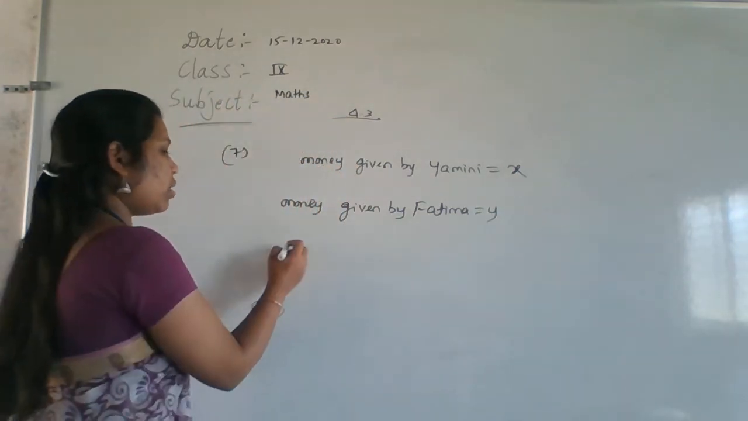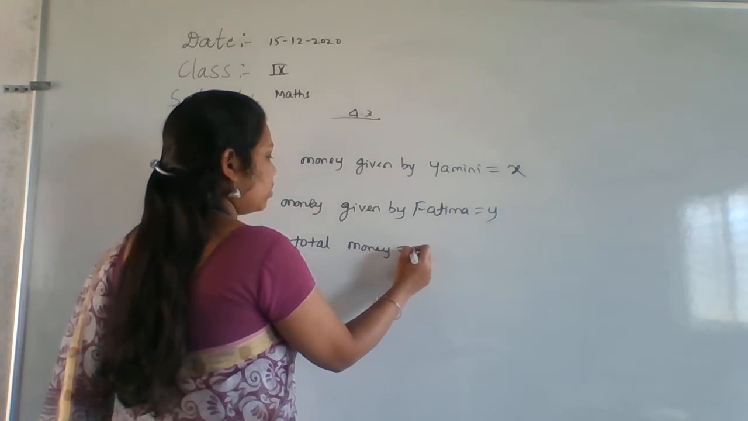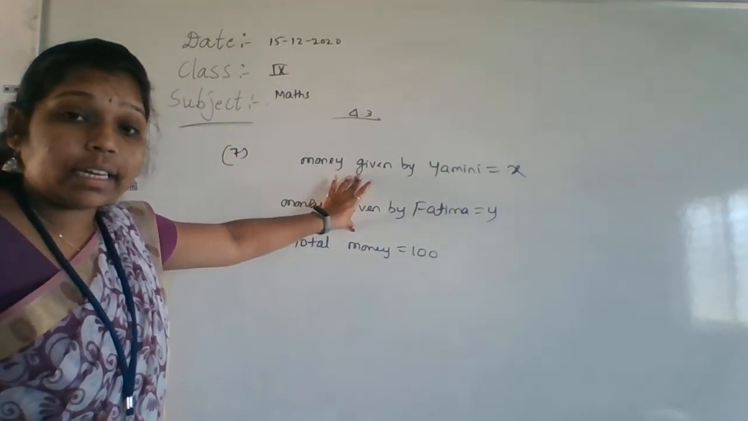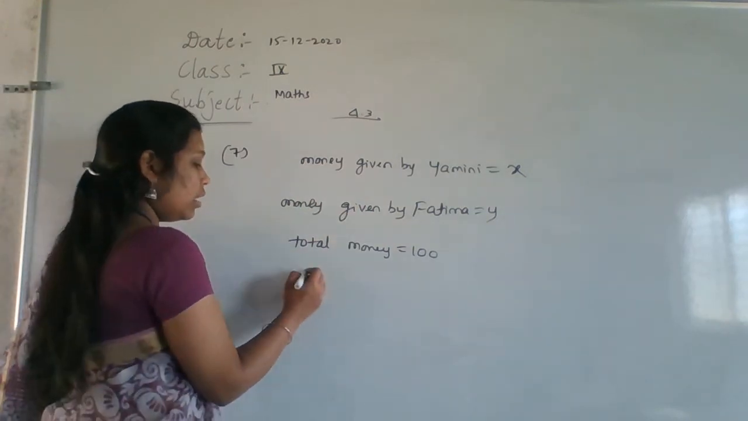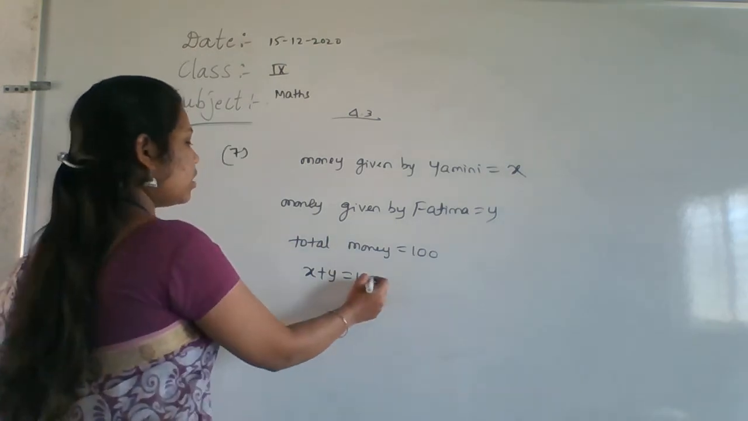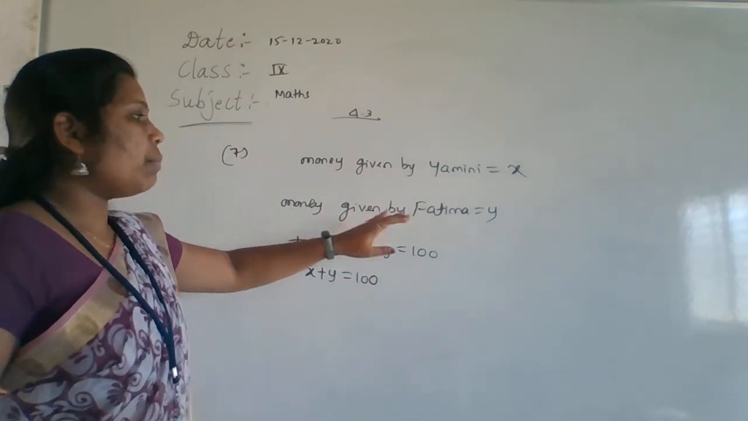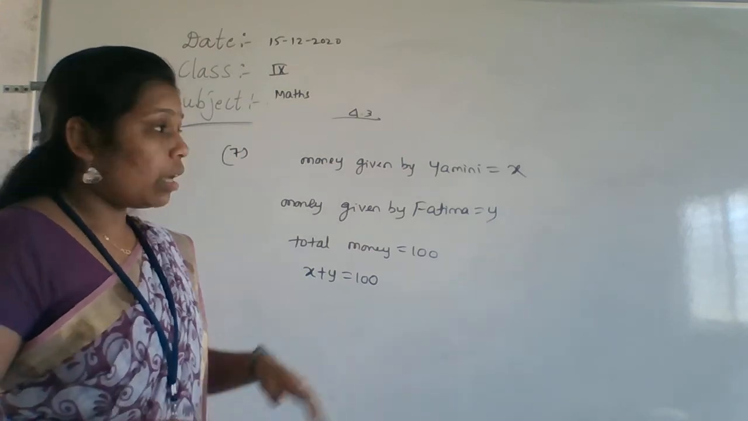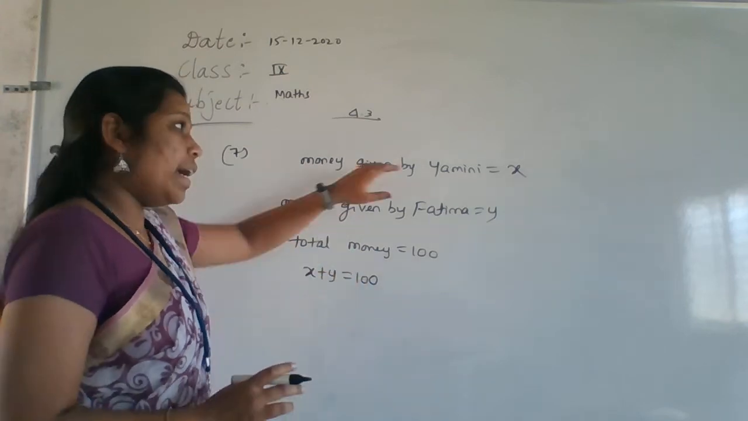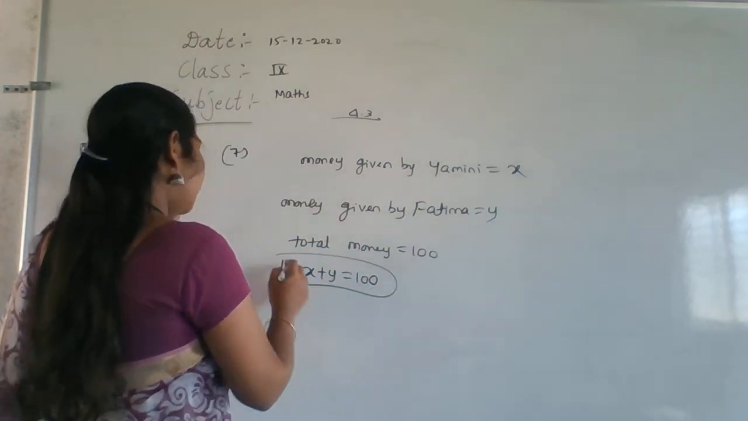And the total money is how much here? Total money they gave is 100 rupees. So they both together gave 100 rupees, which means x plus y is equal to 100. The money given by Yamini is x rupees and the money given by Fatima is y rupees. Both together is how much? That is 100 rupees. So x plus y is equal to 100. This is one linear equation.